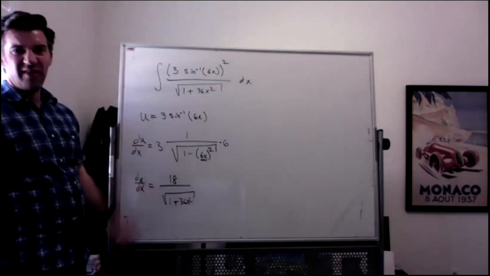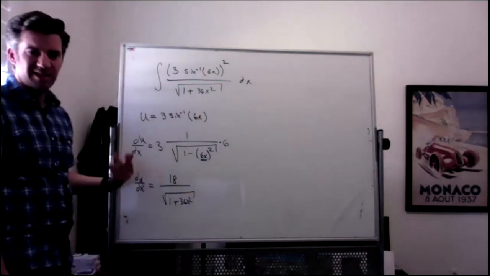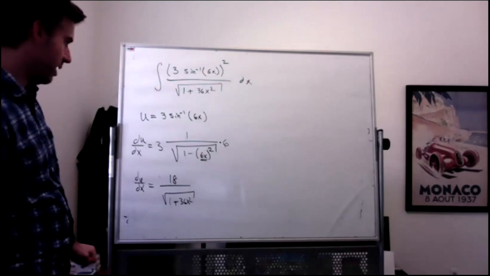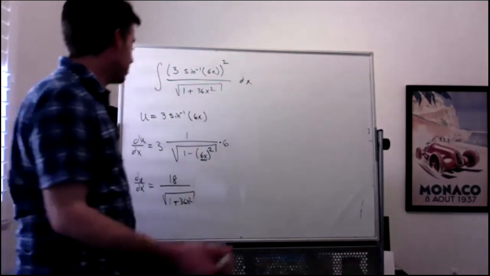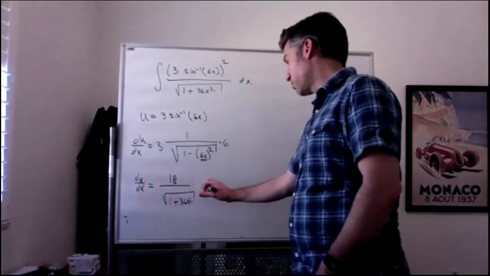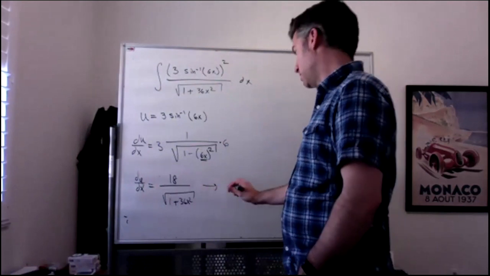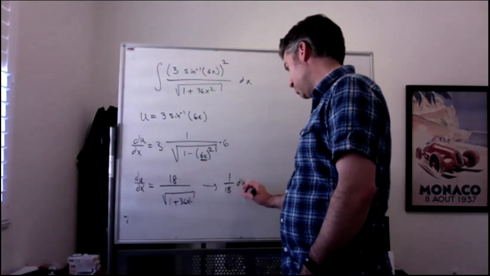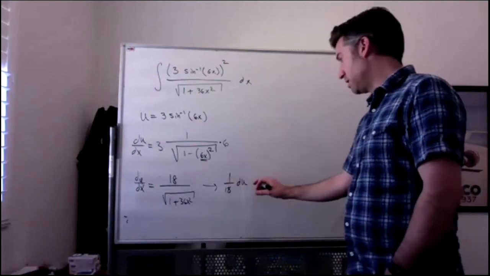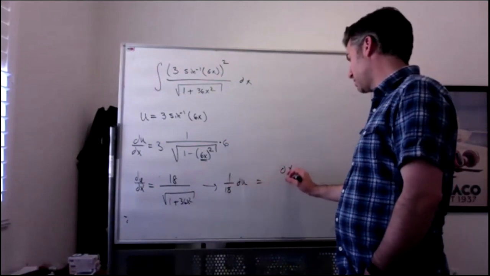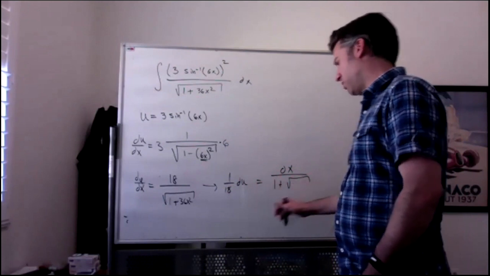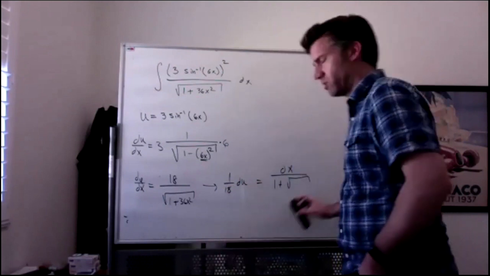And I've almost got that exactly. That 18 is kind of a pain. Yeah, you're right there. So what I'm going to do is rewrite this as 1 over 18 times du is equal to dx over the square root of 1 plus 36x squared.